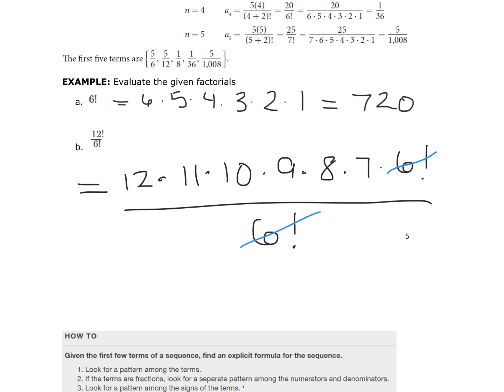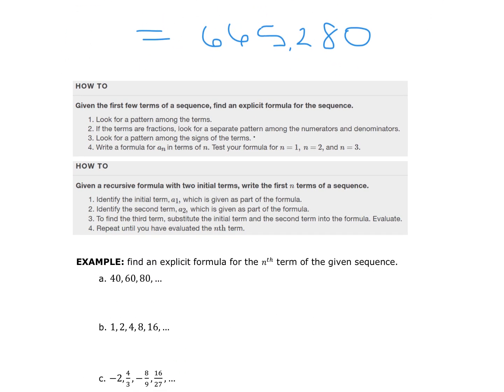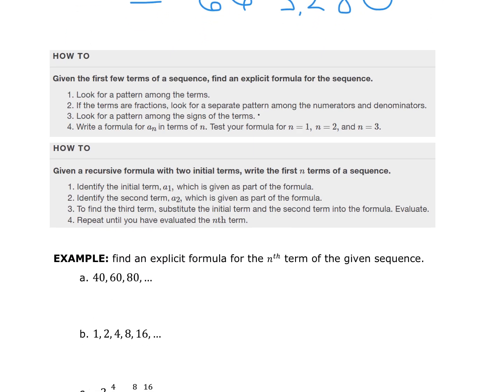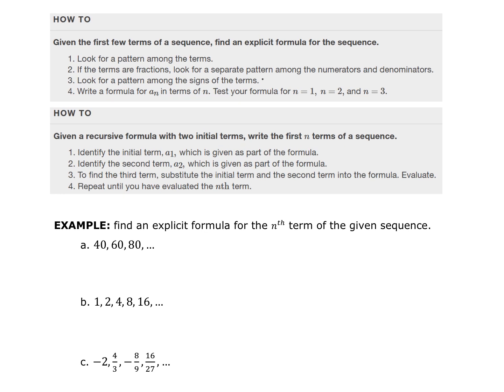That's just like saying 3 over 3 or 7 over 7 or 42 over 42 because that is the answer to everything. So then I would do 12 multiplied by 11 multiplied by 10 multiplied by 9 multiplied by 8 multiplied by 7. And when I get totally done, I get 665,280. Still a pretty large number.